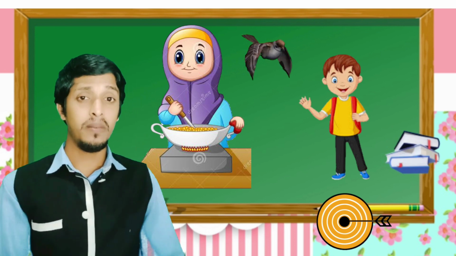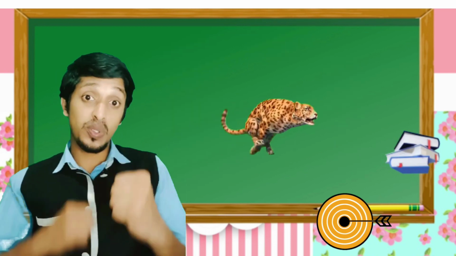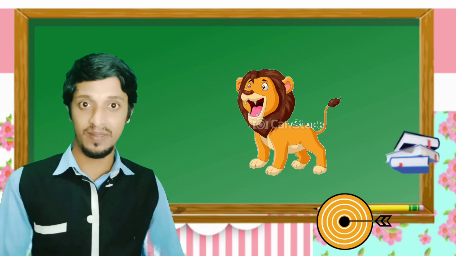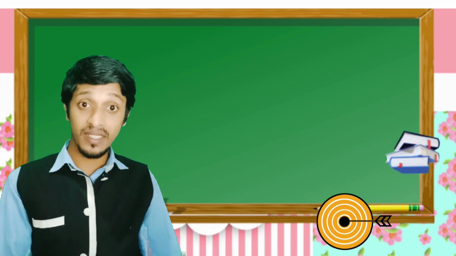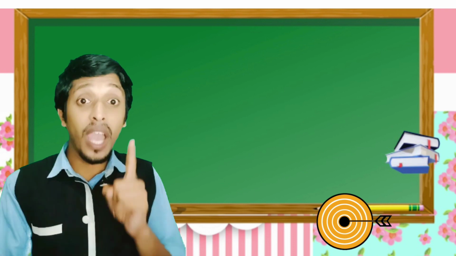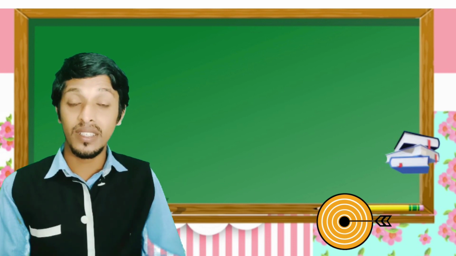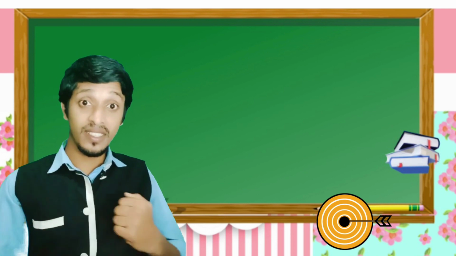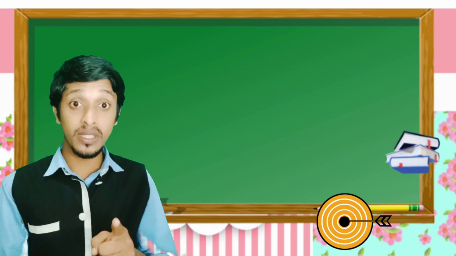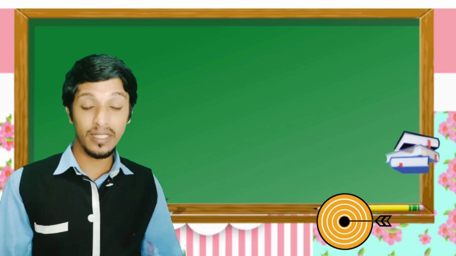So he said to his mother, Mom, I want to fly like birds. I want to run like a cheetah. I want to roar like a lion. Mother smiled and replied, Do you have wings for flying? Not right. Then how can you fly? Do you have four legs like a cheetah for running? Then how can you run like a cheetah? Do you have a big mouth and big teeth? Not right. Then how can you roar like a lion?